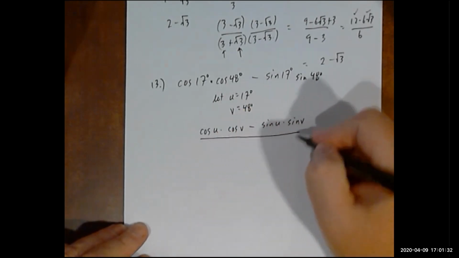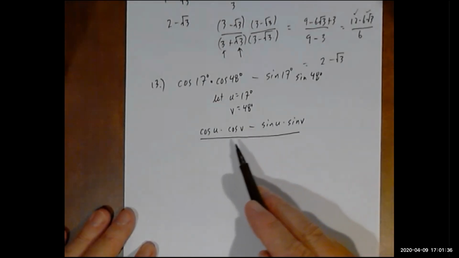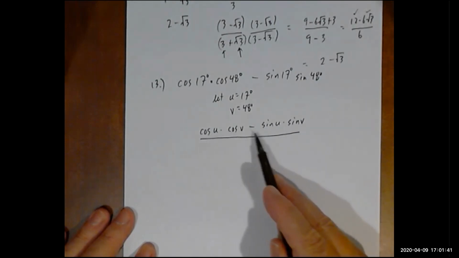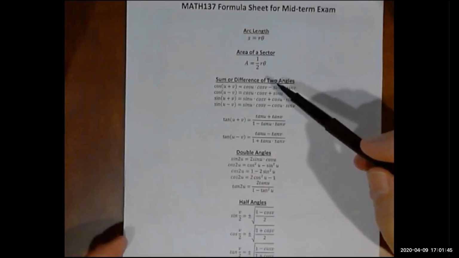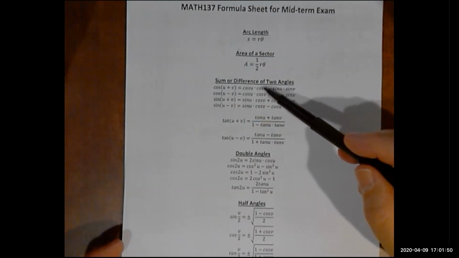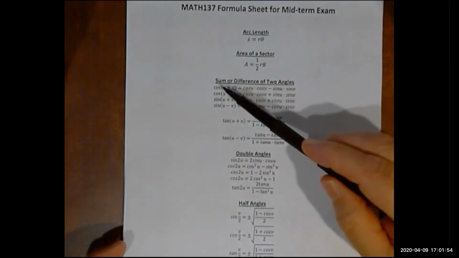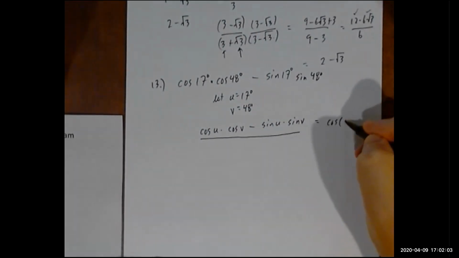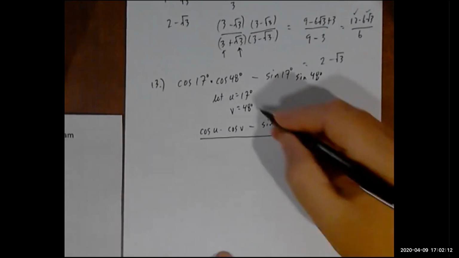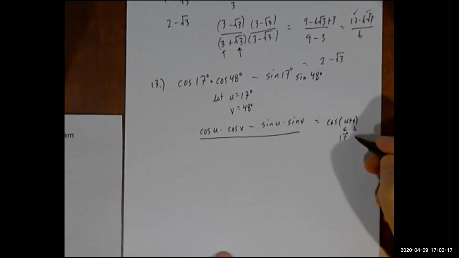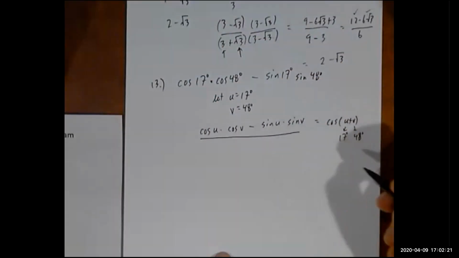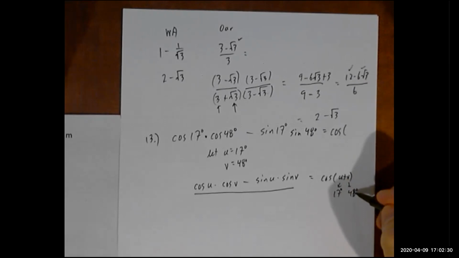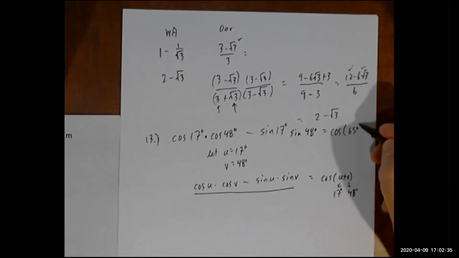What I'm going to do is go back to my formula sheet, and I hope one of my sum or difference formulas takes this form, where it's cosine, cosine, minus sine, sine. And I look here, and I notice this first one, cosine times cosine, minus sine times sine. That's the formula for the cosine of adding two angles together. So what I've written here is really the formula for this. That means for this problem, U is 17 and V is 48 degrees. So this whole thing, I simply add U and V together. 17 plus 48 is 65 degrees.